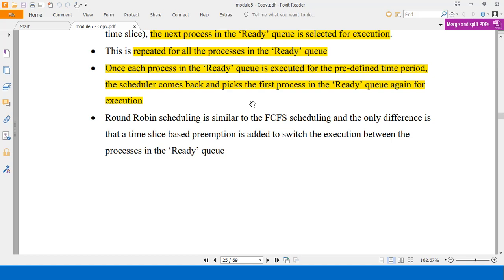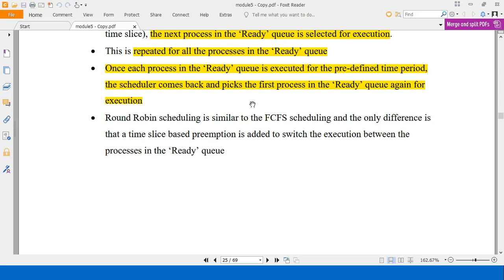So let's say there are three processes, P1, P2, P3. First P1 will get the chance. It will execute till the predefined time slot, then after that it will be preempted. Next is P2. P2 will get its chance to execute. It will again execute for the predefined time slot, then it is preempted. Then P3 will get the chance. It will use the CPU for the predefined time slot, and after the time slot elapses, it is also preempted.